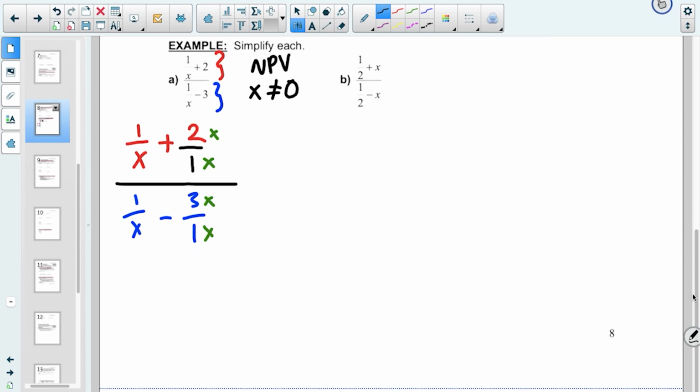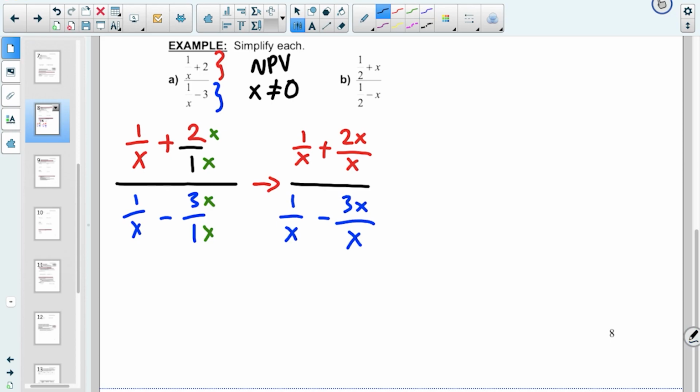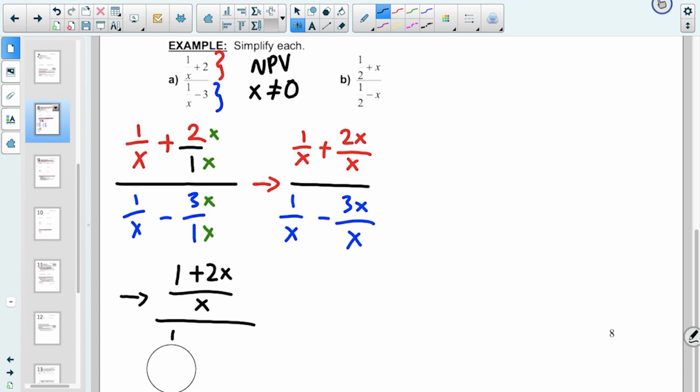So before I can actually divide them, let's go ahead and add our top expressions together. So we have 1 over x plus 2x over x. And then on the bottom, we have 1 over x minus 3x over x. Once we're at that point, we can go ahead and combine our numerators together. So we have 1 plus 2x divided by x. And that's all divided by 1 minus 3x, and that's over x as well.